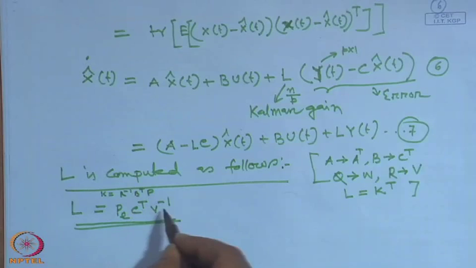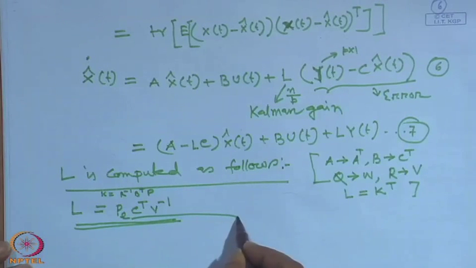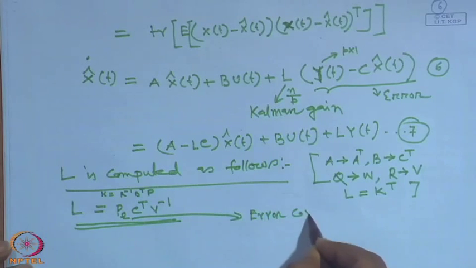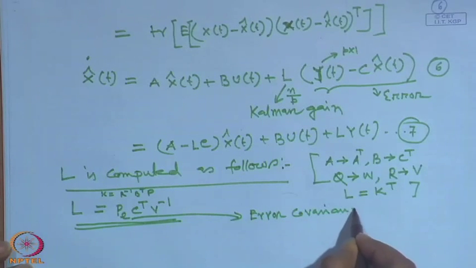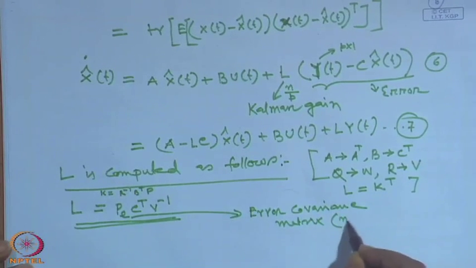We know C, and we know V. V is the measurement noise covariance matrix, but we do not know P_E. P_E is the error covariance matrix of dimension n cross n. So, that we do not know.